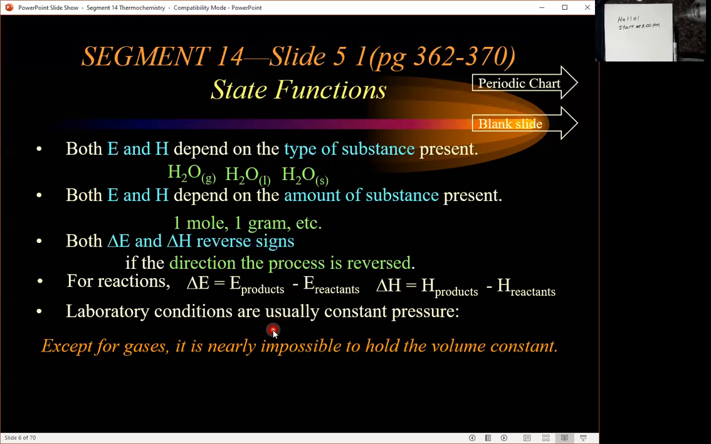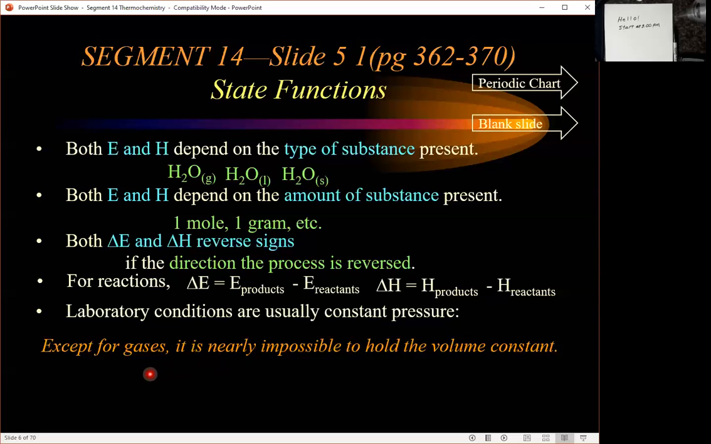As long as we're dealing with gases, it's fairly easy to hold the volume constant. But if you're dealing with liquids or solids, they have their own density. So when I go from a gaseous sample into a liquid sample, if I fill that container full of that liquid and I start to put some more in it, it's going to explode right in my face. So it's pretty hard to carry out reactions at constant volume if everything is a liquid or solid.